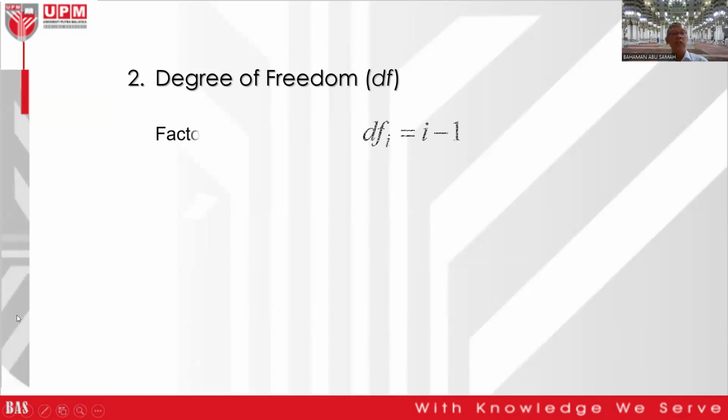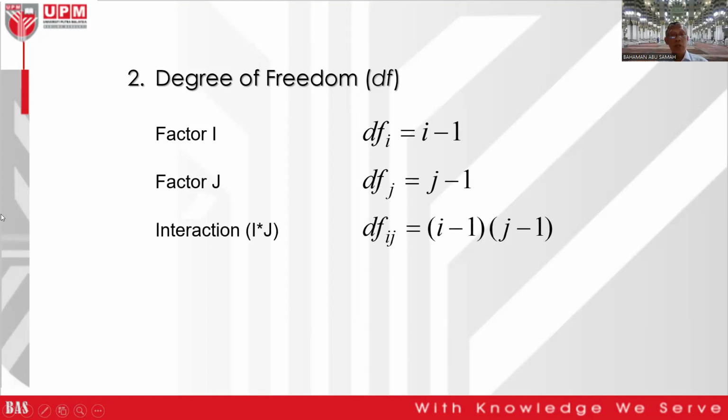Now, degree of freedom for factor 1 is simply I minus 1. That means number of categories for factor 1 minus 1. And for factor 2, the same thing, but instead of I, we use J. J here refers to number of groups for factor 2 minus 1. And for the interaction will be I minus 1 multiplied by J minus 1. That will be the degree of freedom for interaction.